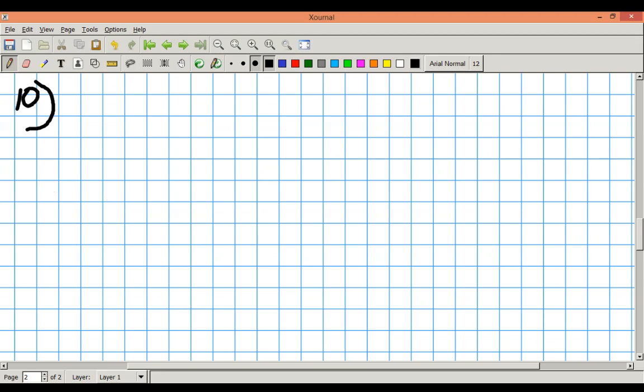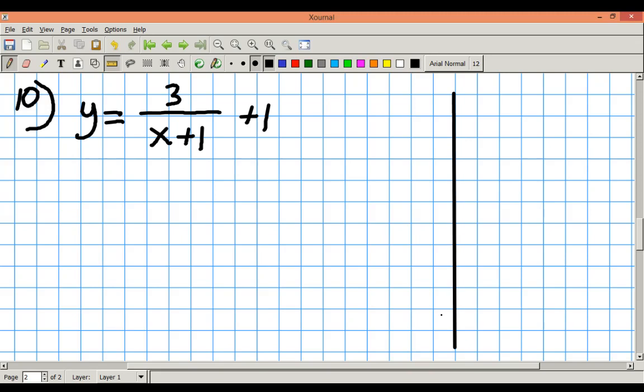So this time your equation is y equals 3 over x plus 1, with a +1 on the end of the equation. Okay, remember with rational functions, we like to position them first using the asymptotes that we know, and then go for the points later.